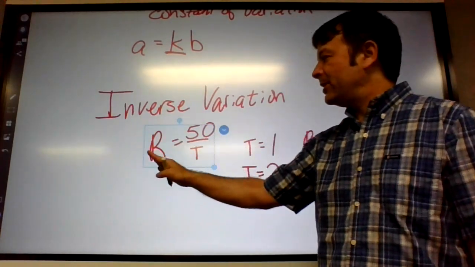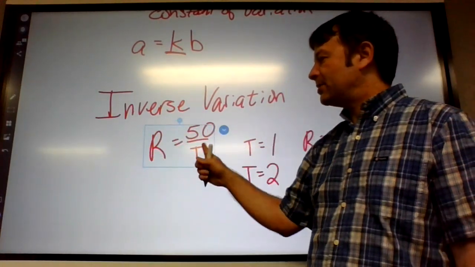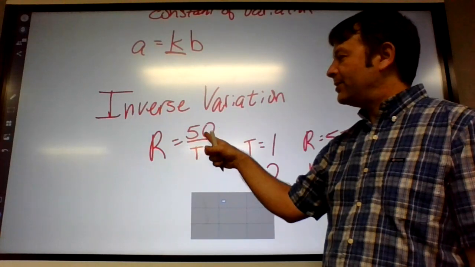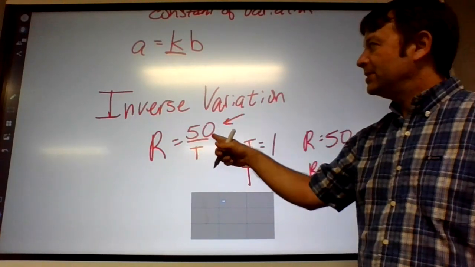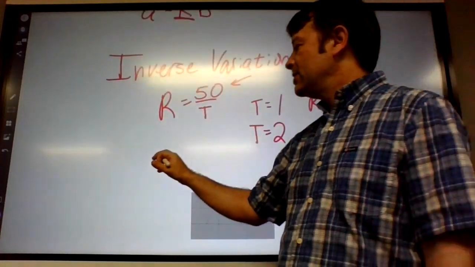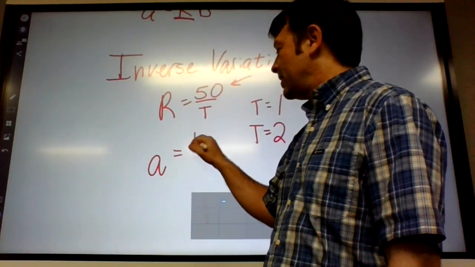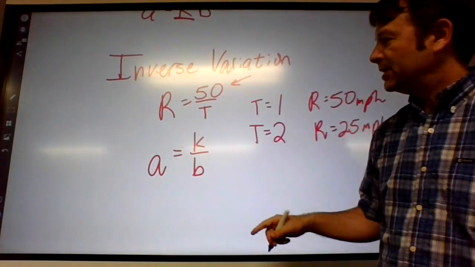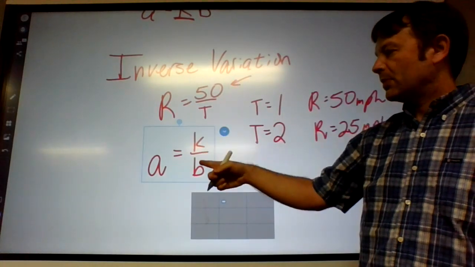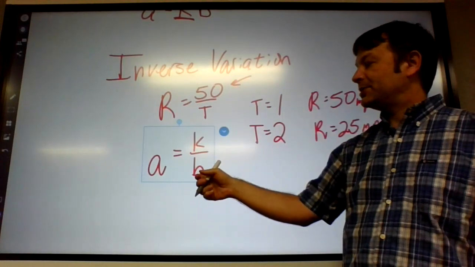So all inverse variations kind of look like this. One of the variables is in the denominator. The constant of variation is still on top, but one of the variables is in the denominator. So the general formula is A equals K over B. K is the constant of variation, like 50, and one of the variables is in the denominator.